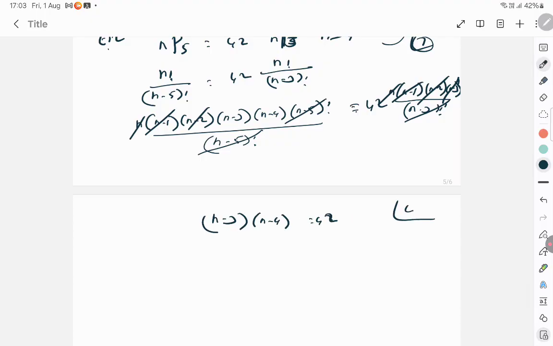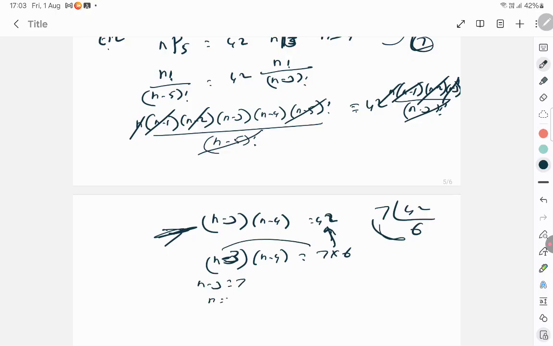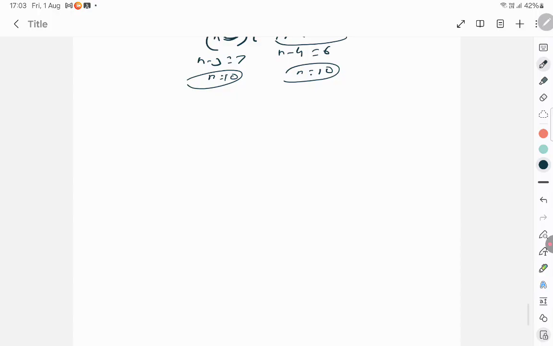I just told you, you can write 42 as 7 5s are 35, 7 6s are 42. You have to write it as two successive numbers. You can write this as n minus 3 into n minus 4 is equal to 7 into 6. Compulsorily, you should not form a quadratic equation unnecessarily. You should factorize this so that n minus 3 is equal to 7, n is equal to 10. n minus 4 is equal to 6, n is equal to 10. This is the way you should solve permutation. I hope you're clear. Don't form a quadratic equation unnecessarily. So let's go to the next question.